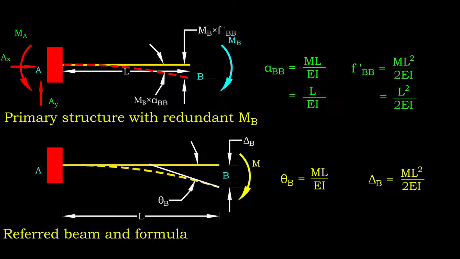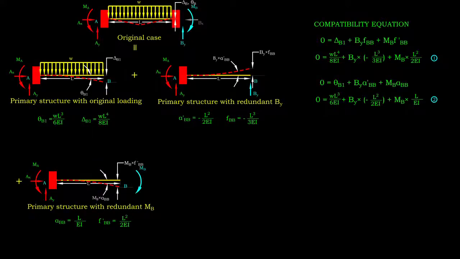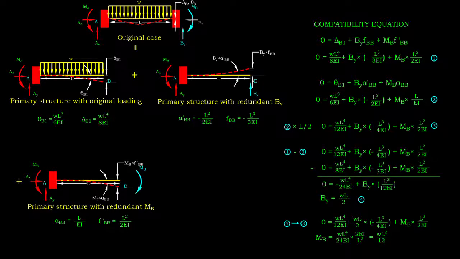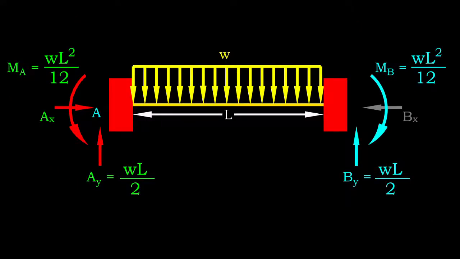of deflection and rotation. We can now deploy our compatibility equations and substitute our findings into them. We have two simultaneous equations to solve for two unknowns, By and Mb. After we determine the redundant reaction forces, we can simply determine the reactions on the other side by mirroring them. This is only applicable if the structure is symmetrical.